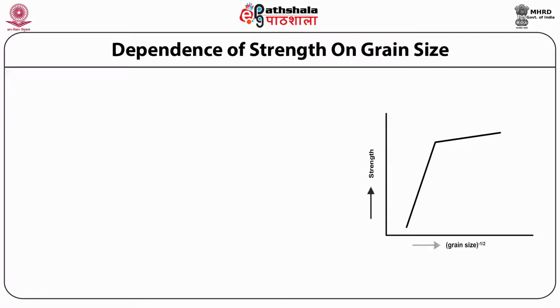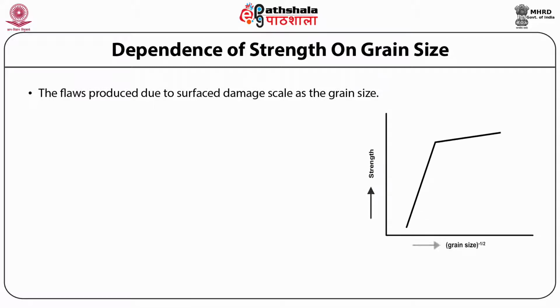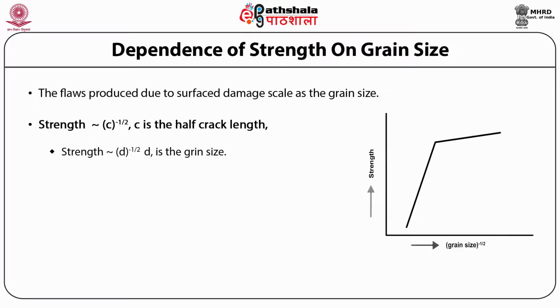As discussed above, the flaws produced due to surface damage scale as the grain size. So as the strength is expected to vary as c to the power minus half, where c is the half crack length, the strength is expected to decrease as the grain size increases. This is found to be true in practice.